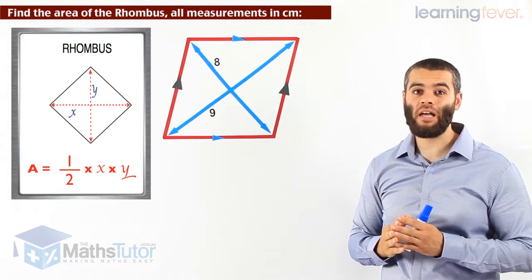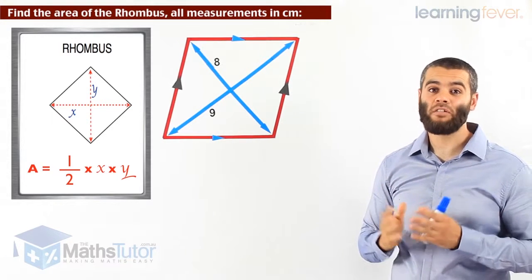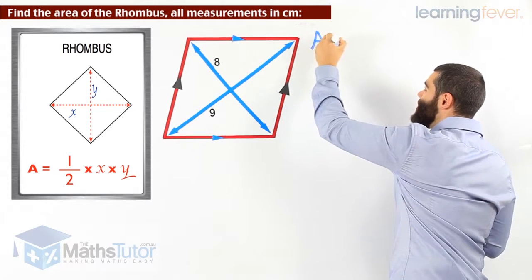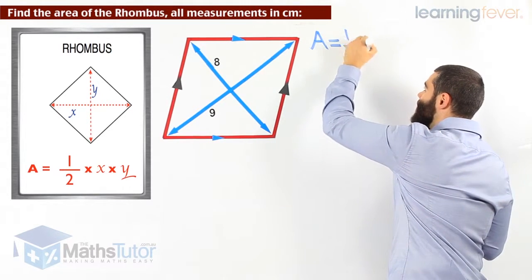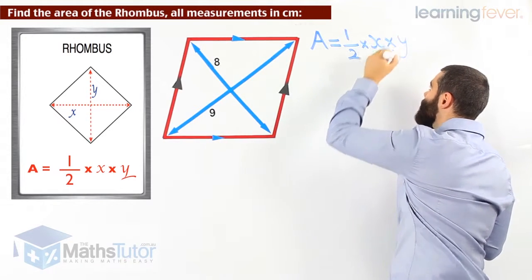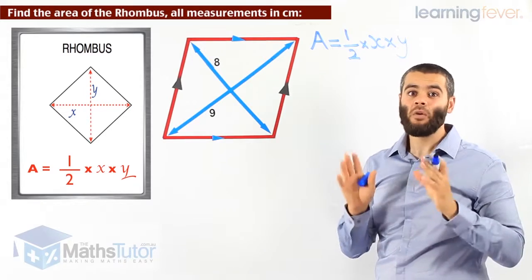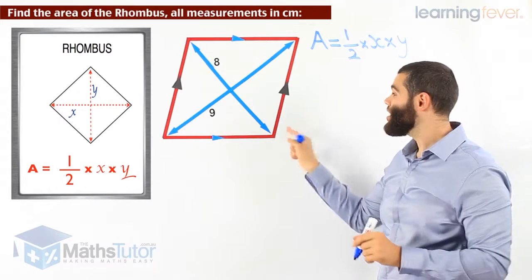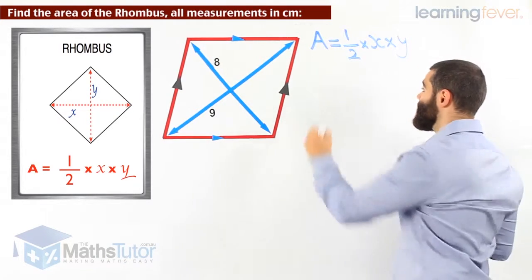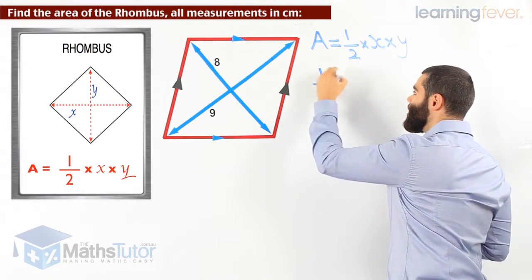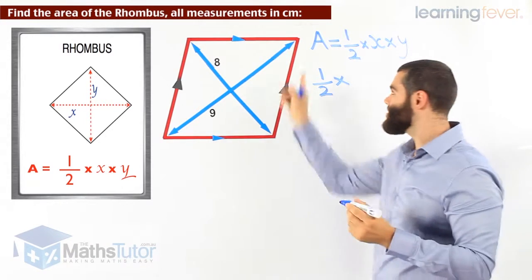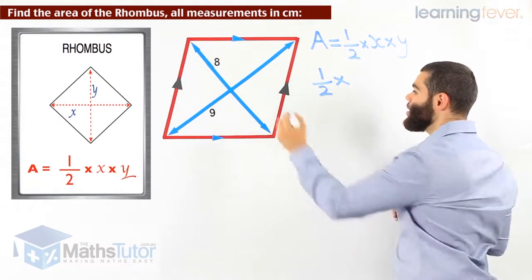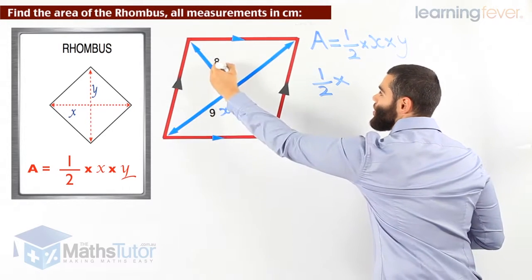We're now going to use the formula half times x times y to find the area of this rhombus. We always write the formula first. Area equals half times x times y. Remember, x and y are not any of the sides of a rhombus, but in fact they are the diagonals of a rhombus. So half times x and y, it can be any of them. This can be x, this can be y, or this can be y and this can be x.